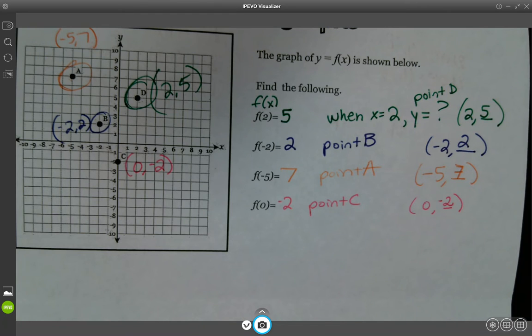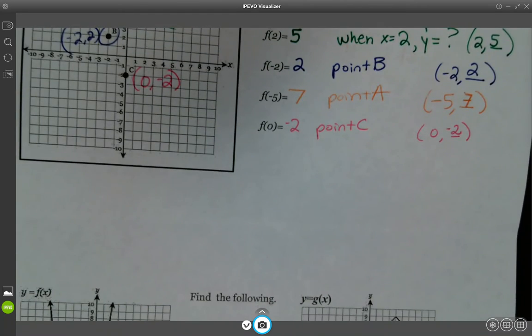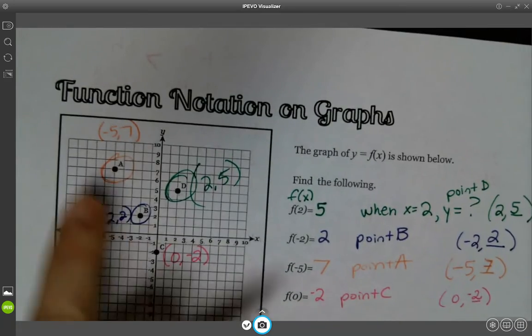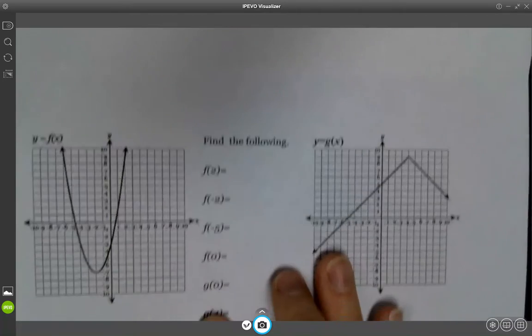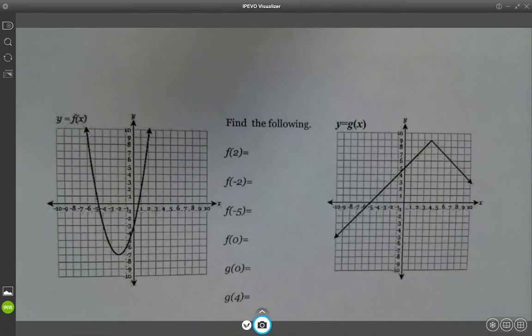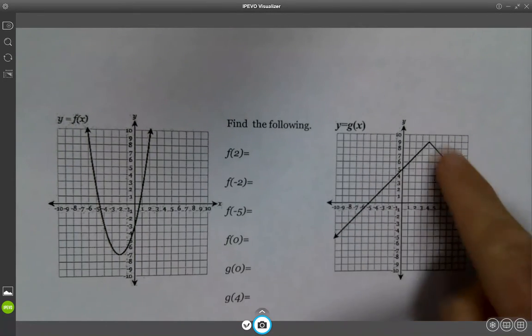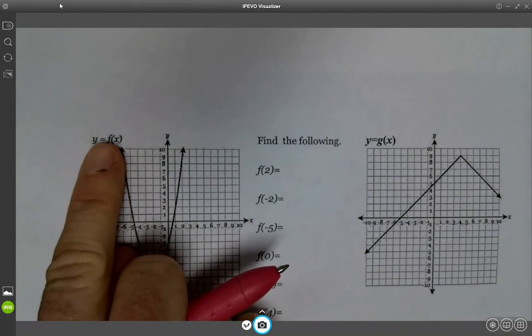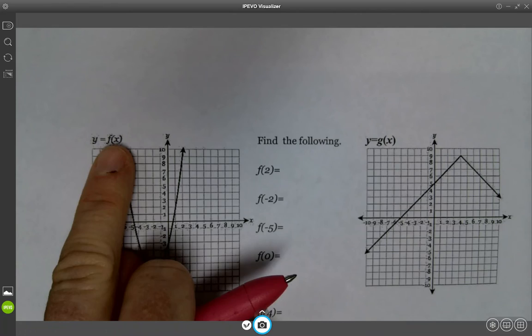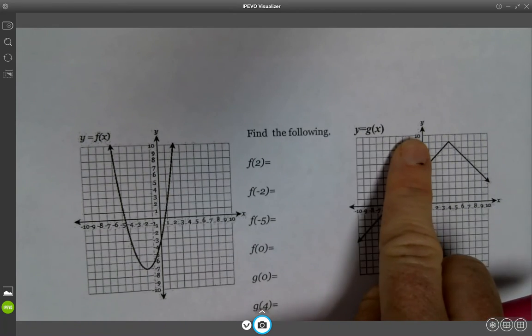Easy, I hope. All right, so this is called discrete, right? It's just points on a graph. This is discrete. What are these? They're continuous because they continue on. So it says find the following. The one on the left says y equals f of x. The other one says y equals g of x.